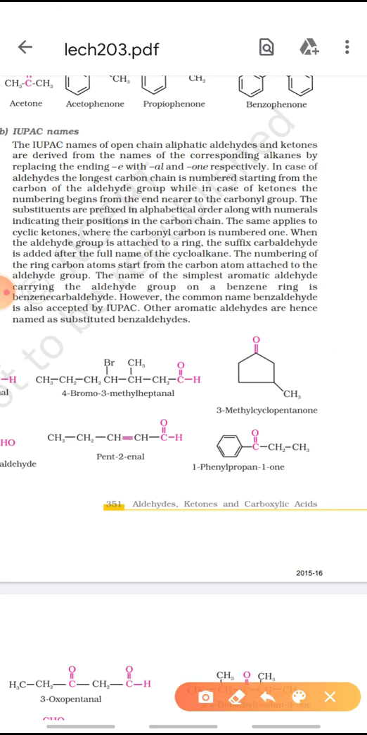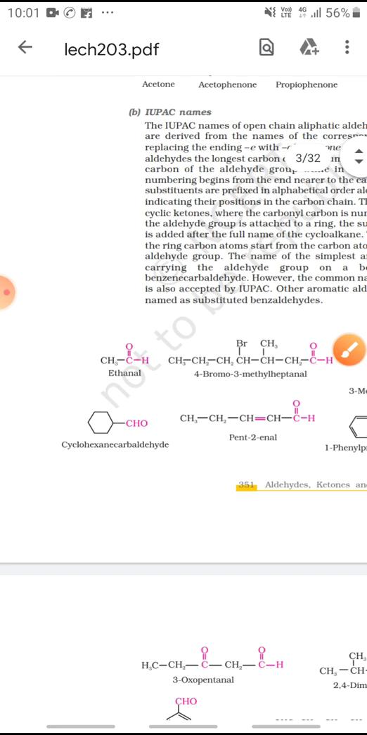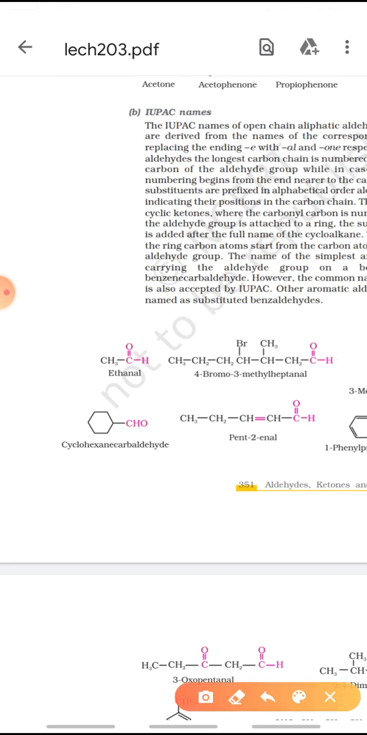Similarly, the 3rd compound will be 3-methylcyclopentanone. This will be cyclohexane carbaldehyde. We cannot write it as cyclohexanal. Why? Because if we write cyclohexanal, this carbon is not counted. So we'll write it as cyclohexane carbaldehyde. Carbaldehyde to show that one carbon is not counted in cyclohexane.